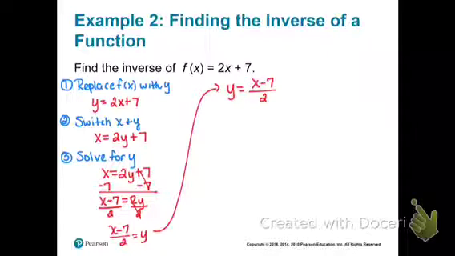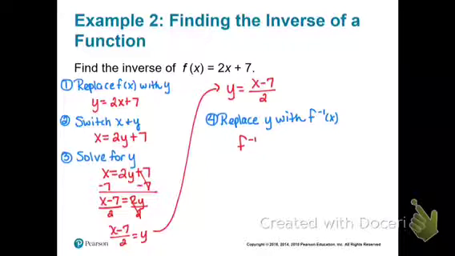Did we solve for y? Yes. So what was the final step there? We're going to replace y with our inverse of f of x. So the inverse of f of x is equal to x minus 7 all over 2.